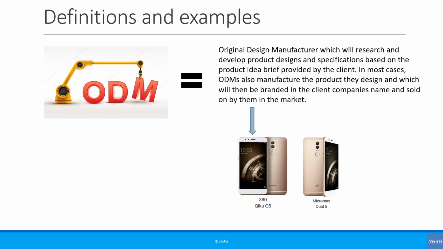One example of this is the Chinese smartphone manufacturer Qiku. They developed the Micromax Dual 5 for the Indian smartphone company Micromax. It is in fact identical to the Qiku 360 Q5 Plus, but has simply been rebranded for an Indian market.